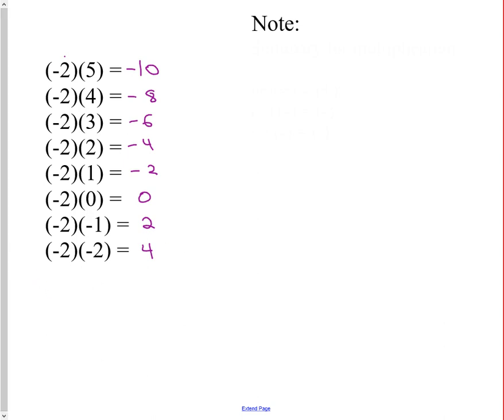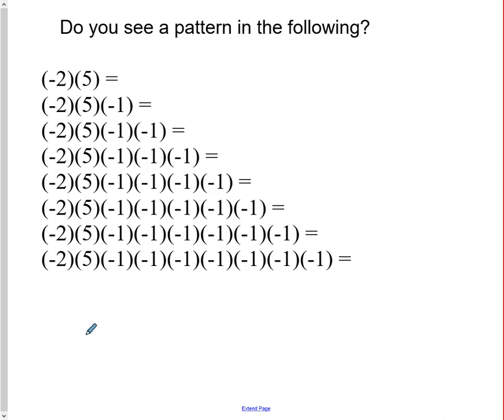So I imagine you're pretty used to that, but let's just make sure we're all on the same page. Now here's where it might get a little funny: I've got negative 2 times 5. Oh, okay, that's easy. That's negative 10. I know 2 times 5 is 10, and I know there's a negative in there, so it's going to be negative 10.